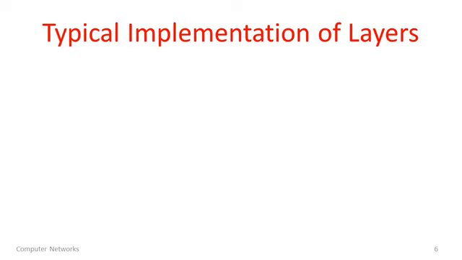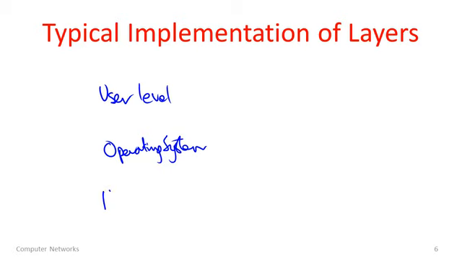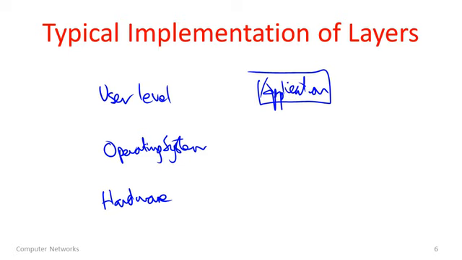You might also be wondering where all these different layers are implemented. So I'm going to draw a diagram that just shows you the typical implementation of layers. On a computer, you might have applications, programs which run at user level, supported by the operating system. And underneath the operating system is the hardware itself. The applications are implemented typically at user level. They're just programs which run on computers.